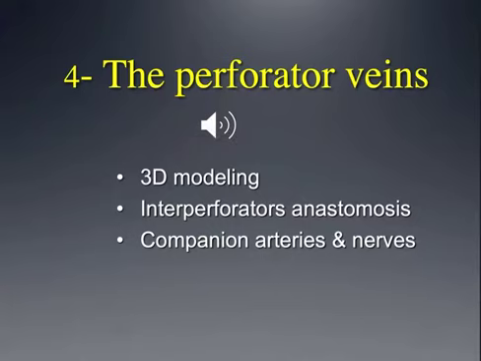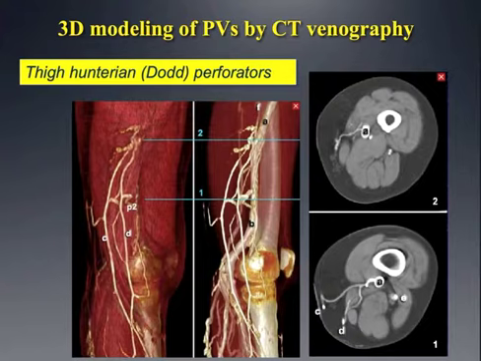In chapter 4, we'll see the anatomy of the perforator veins, which is divided in 3 topics: 3D modeling, interperforator anastomosis, and companion arteries and nerves. On this slide, you can see a 3D modeling of the thigh perforators obtained by CT venography and 3D reconstruction. On the left side, you can see the thigh perforators, called also anterior or dot perforators. And you can see in this case that you have a duplication of the saphenous vein, mark D, and each of the 2 trunks has a connection with an isolated perforator, marked P2, connected to the femoral vein.